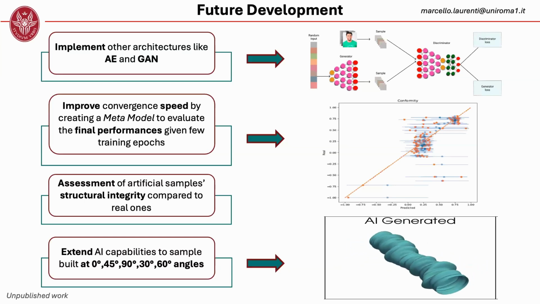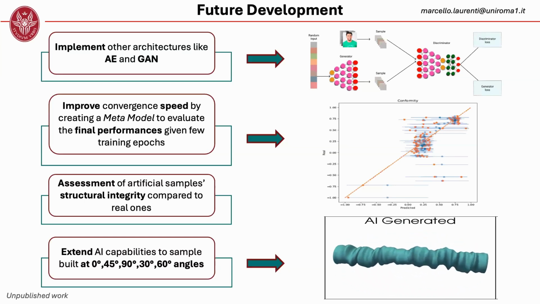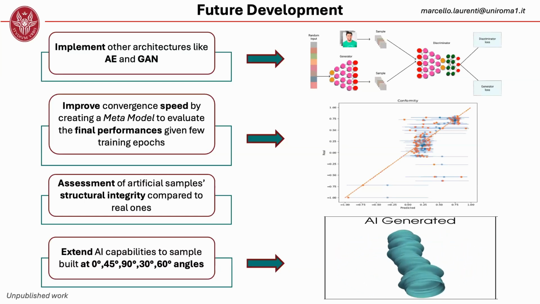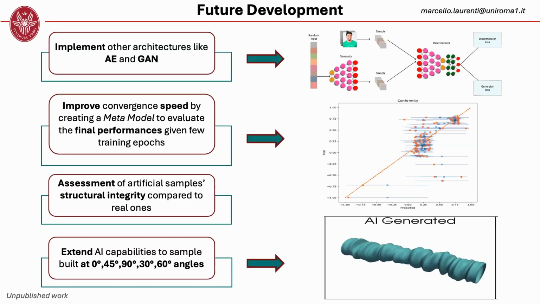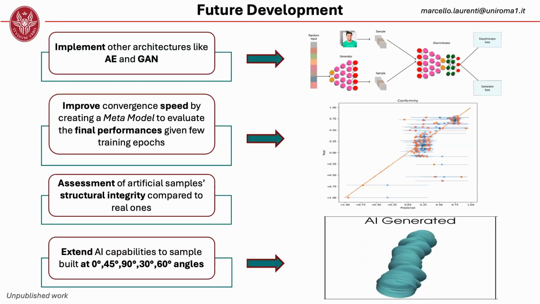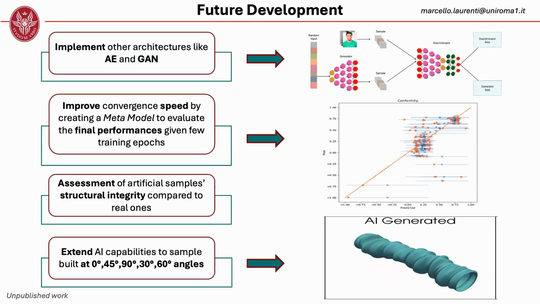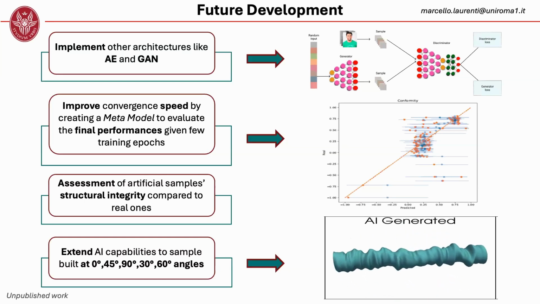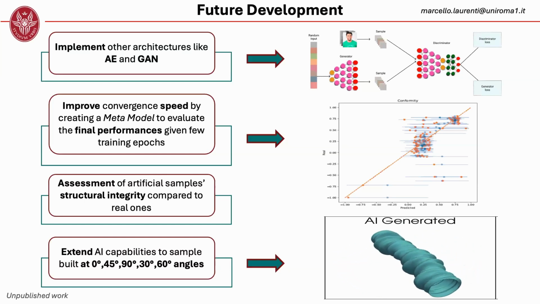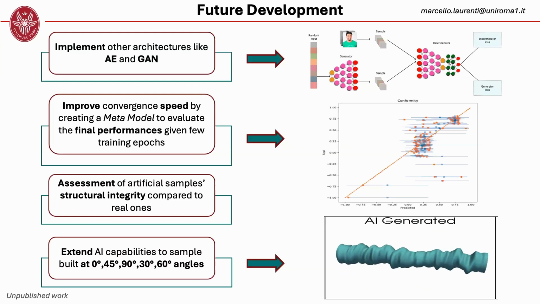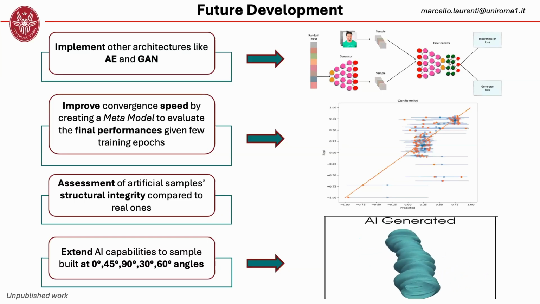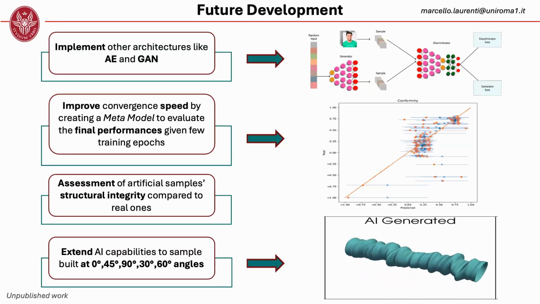And we have to assess the structural integrity of our AI-generated samples compared to the real ones. So we have to run a finite element analysis on both and confront them to see if they really match in behavior. And we also have to extend the AI capability to generate samples built at different angles, because these samples were built at 45 degrees, but we want the model to also generate samples built at different angles with respect to the building plate.